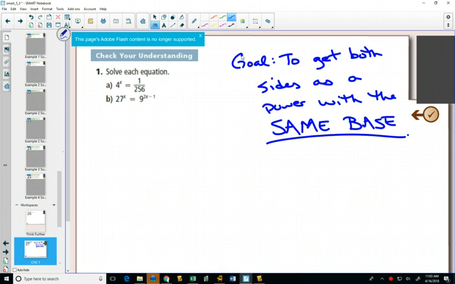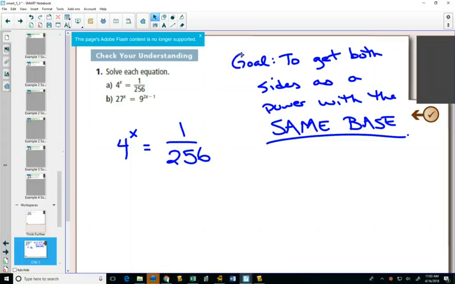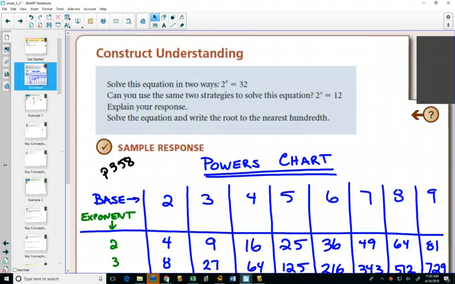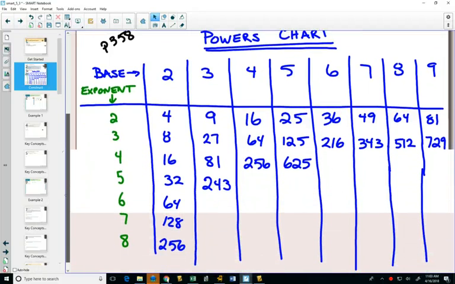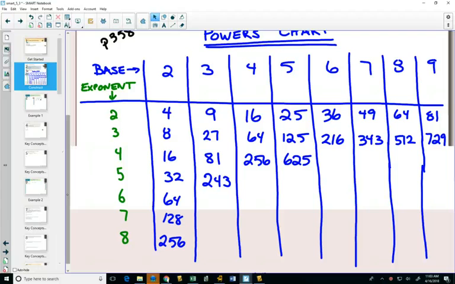Example 1, I have 4 to the x equals 1 over 256. So looking at the numbers in this question, we're going to say, can we write these as a power with the same base? And we might go back to our powers chart as a result and say, are the numbers 4 and 256 ever in the same column? And it actually happens more than once. In the powers of 4, we have 4 and 256. And in the powers of 2, we have 4 and 256. So you could change both of them to powers of 2 or change both of them to powers of 4.